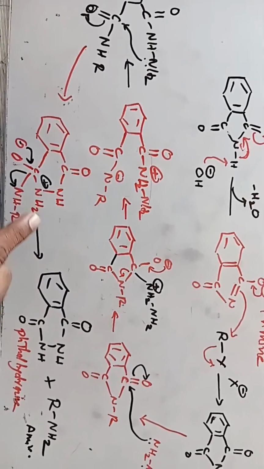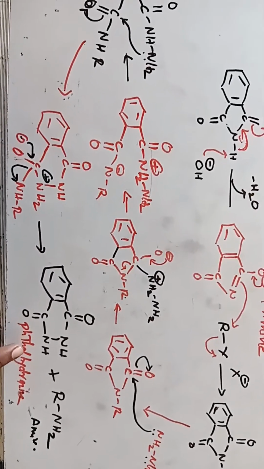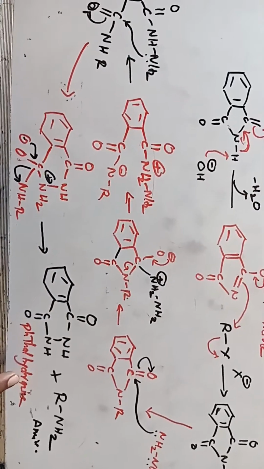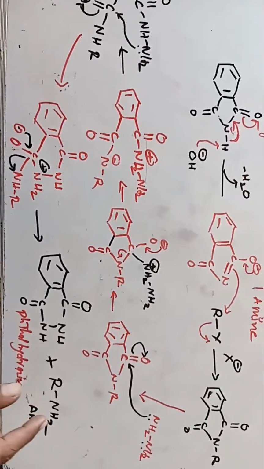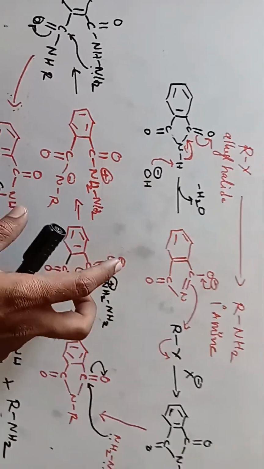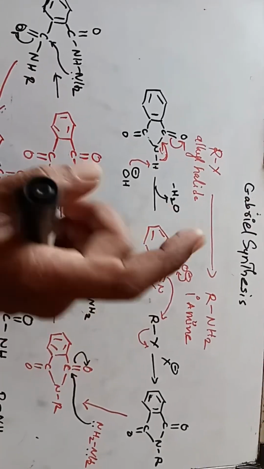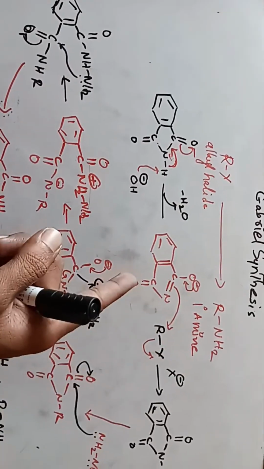So NH, NH. It's phthalhydrazide, and the primary amine. So this is the reaction where alkyl halide converts to primary amine, and this is called Gabriel synthesis.